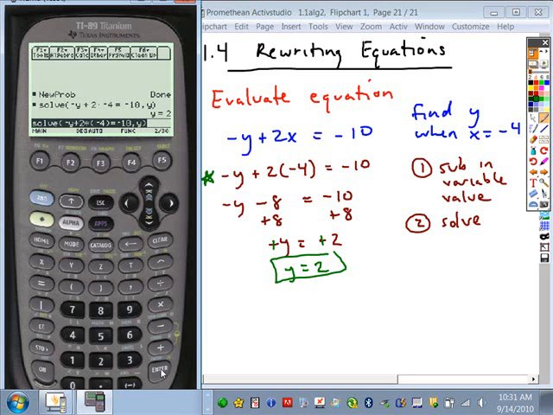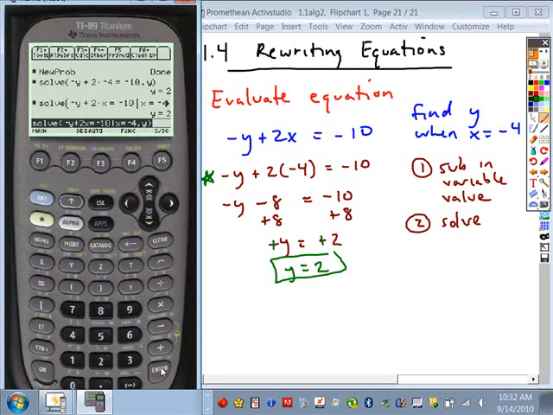If you want to use your calculator only, and you want to know the keystroke pattern to enter this, what you could do is the following. You could use the solve, and then type in your original equation, so negative y plus 2x equals negative 10. Before you identify what you want it to solve for, you can tell the calculator you also at the same time want to evaluate, using the with key, x equal to negative 4. Now you can solve for y and close that off. When you hit enter, you get your same solution.